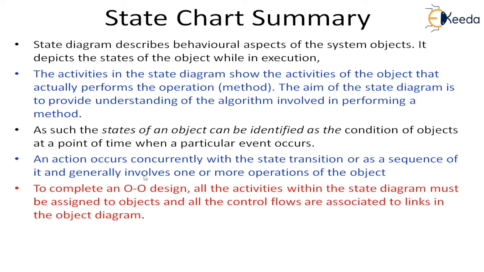An operation occurs, or an action occurs concurrently with the state transition, or as a sequence of it, and generally involves one or more operations of the object. So whenever there is a sequence, it means there is more than one operation. So it's a set of events happening. Otherwise, it will happen within the state in a concurrent manner.